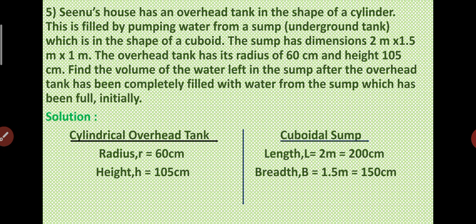Breadth of the cuboidal sump is given as 1.5 meter. Convert into centimeter. If you multiply, you will get 1500. Then you have to put the decimal point, so the 10 will get cancelled: 150 centimeter. Height of the cuboidal sump, H equal to 1 meter, that is 100 centimeter. See here, children, I fixed the radius and height of the cylindrical overhead tank as small r and small h, and I fixed the length, breadth and height of the cuboidal sump as capital L, capital B, capital H.